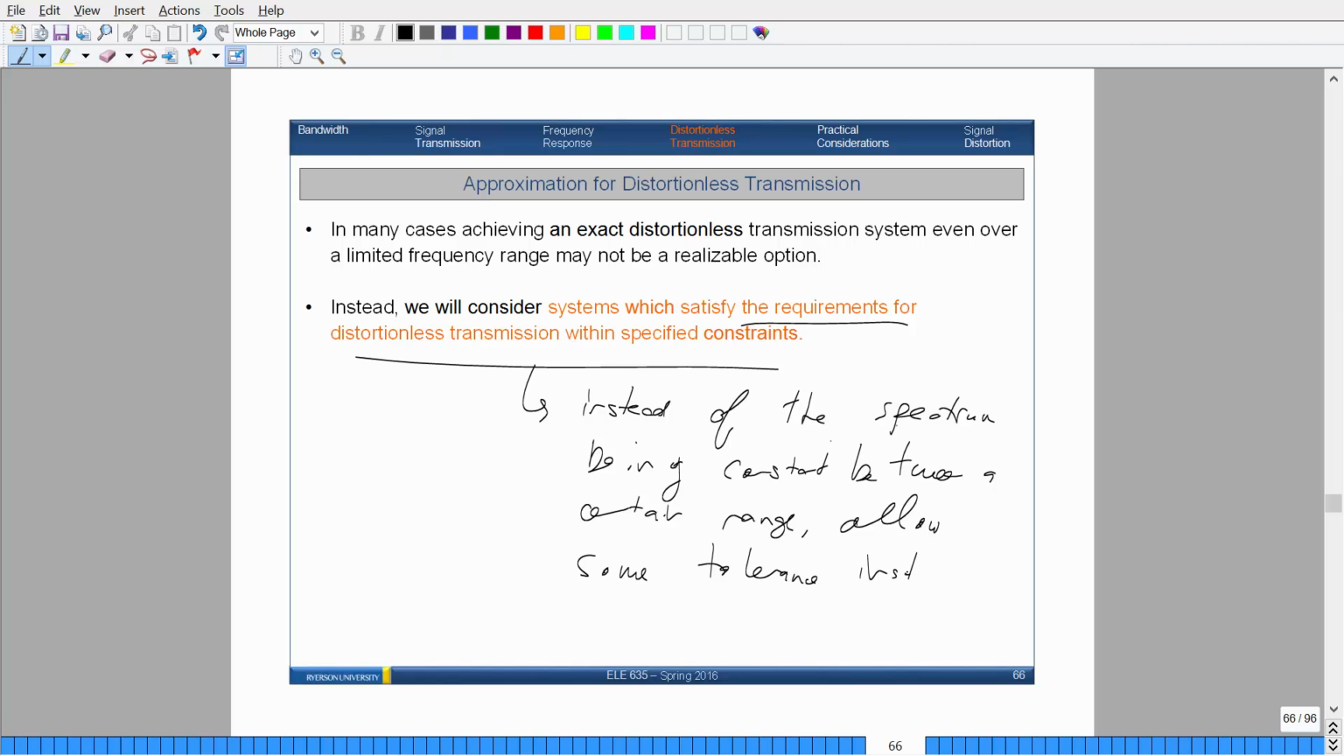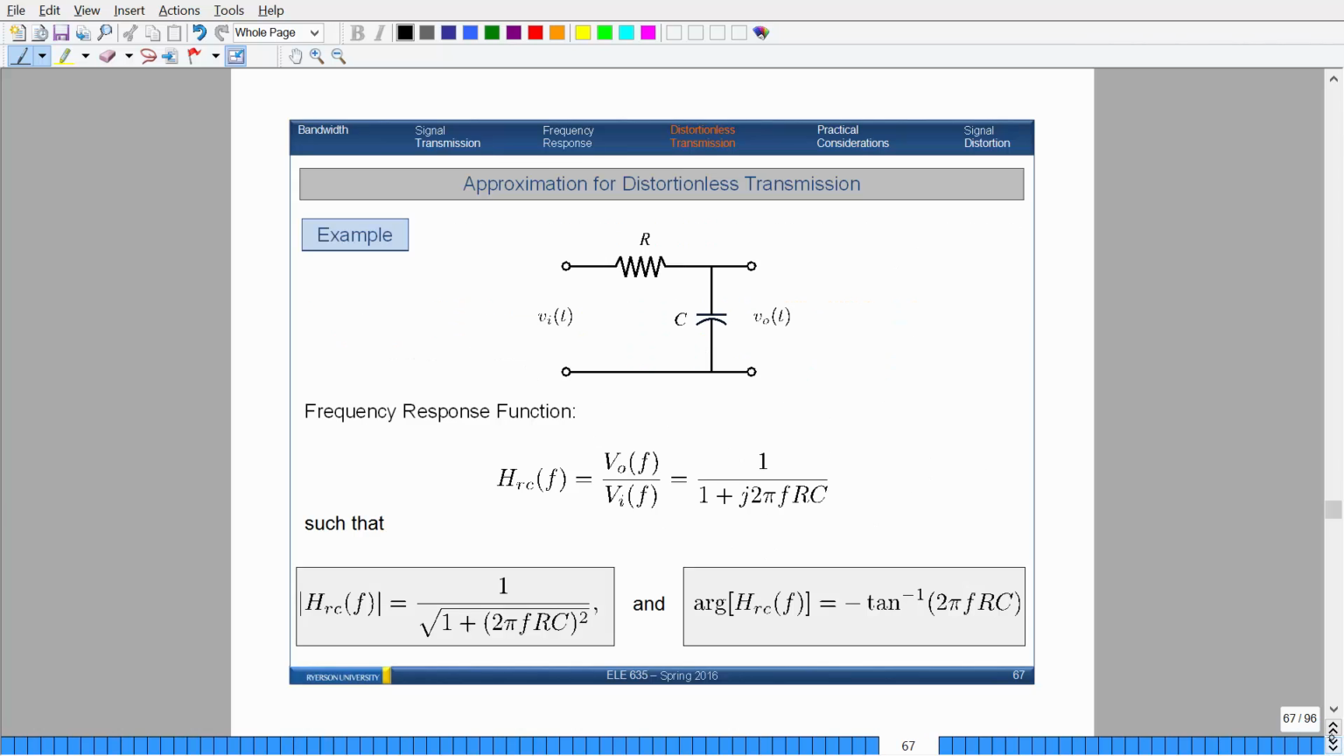And that's a little more realizable too. Okay, so spectrum, sorry. Okay, some tolerance instead. Okay. So here's a quick example. So this is actually a realizable low pass filter.